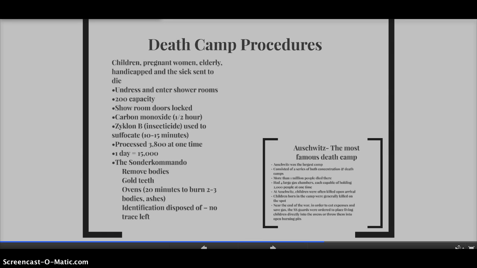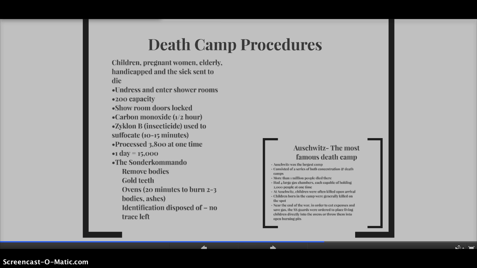Things that went on at the death camps: children, pregnant women, elderly, handicapped, and the sick were sent to die. They were typically told that they were taking a shower, so they'd have to undress and enter the shower rooms. Some of the showers held about 200 people. They locked the doors and they used carbon monoxide for about a half an hour, and then Zyklon B, which is an insecticide, and that was used to suffocate them within 10 to 15 minutes.